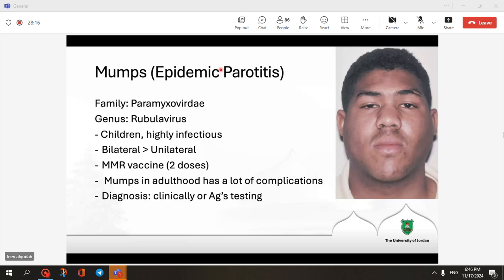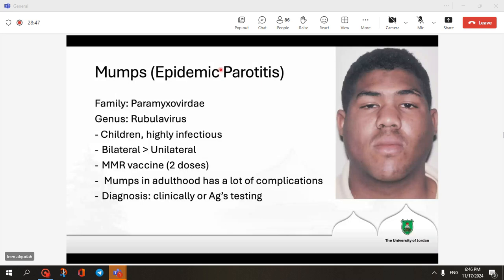The family of this virus is the Paramyxoviridae, and the genus is Rubulavirus. Most commonly, it's seen in children, and it's highly infectious. It was more common before the year 1988, before the introduction of the MMR vaccination, which is the measles, mumps, rubella vaccination. But by now, everybody is vaccinated. The first dose would be given between the ages of 12 to 15 months, and the second dose is given between the ages of 4 to 6 years.